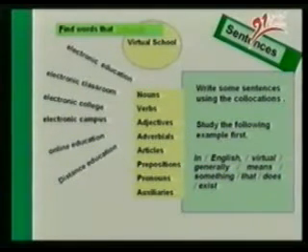Now, if we want to find another sentence, try to write other sentences. For example, virtual schools are used to prepare students for their exams. In this sentence, we can find the noun school, we can find the noun exams, students, and as an example of verbs, we can find use, prepare, and we can find also prepositions like in or for, and pronouns like there.